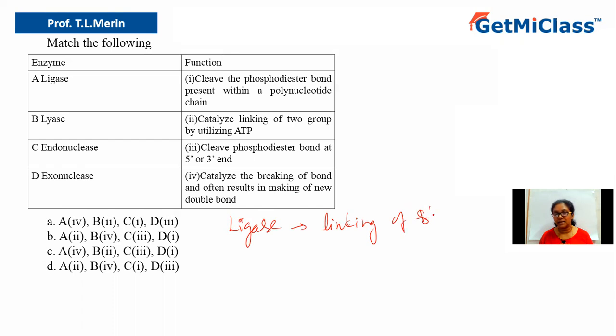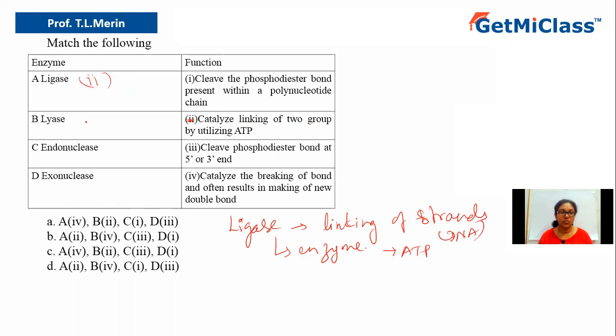We are talking about DNA strands. Linking of DNA strands, and of course this is an enzyme, so all are enzymes here. It is also called molecular glue. Why? Because it helps in sticking the cut DNA, and of course it needs ATP for its function. So that is ligase. It will match up with option number 2, which is catalyze linking of two groups by utilizing ATP. So this is number 2.